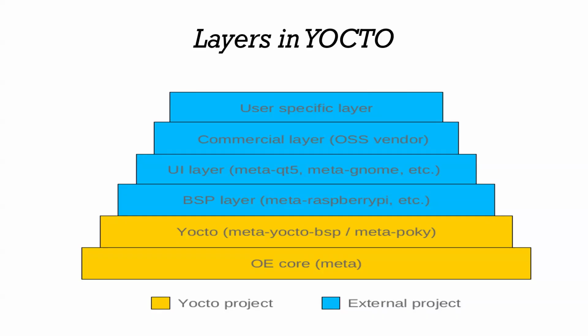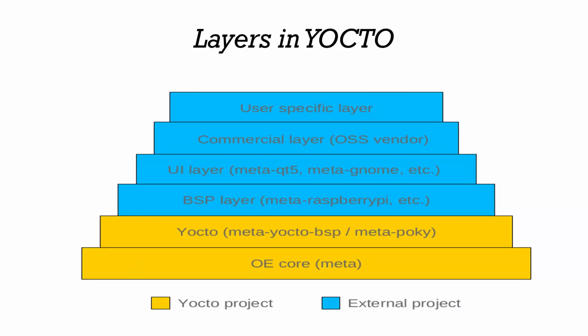So these are the two basic layers, the ones shown in yellow. Whenever you download, you will get just these two yellow layers. All the other layers, shown in blue, are external layers, which we keep on adding.